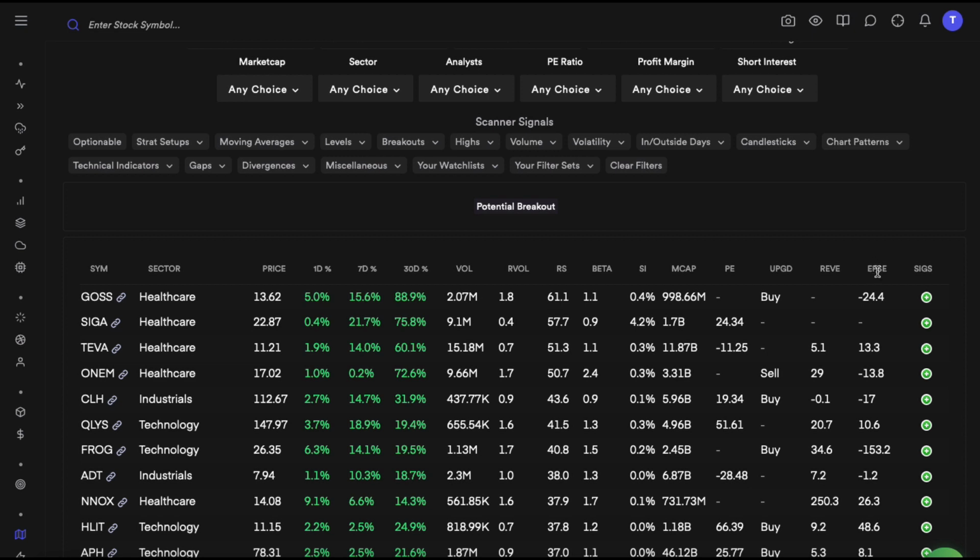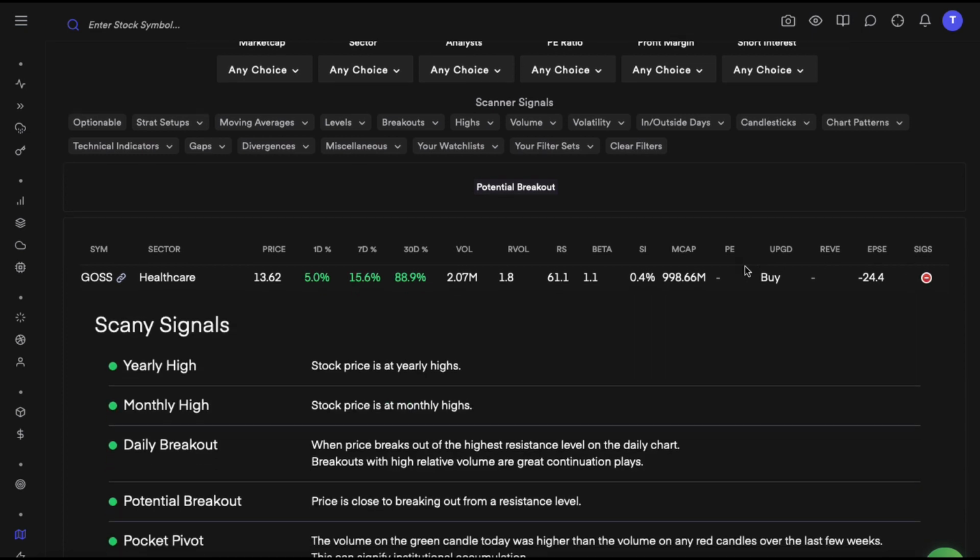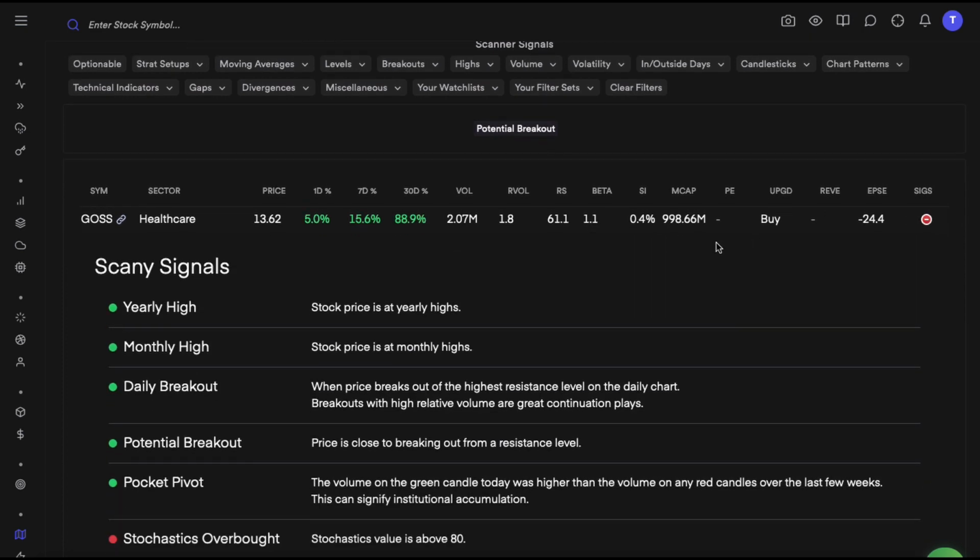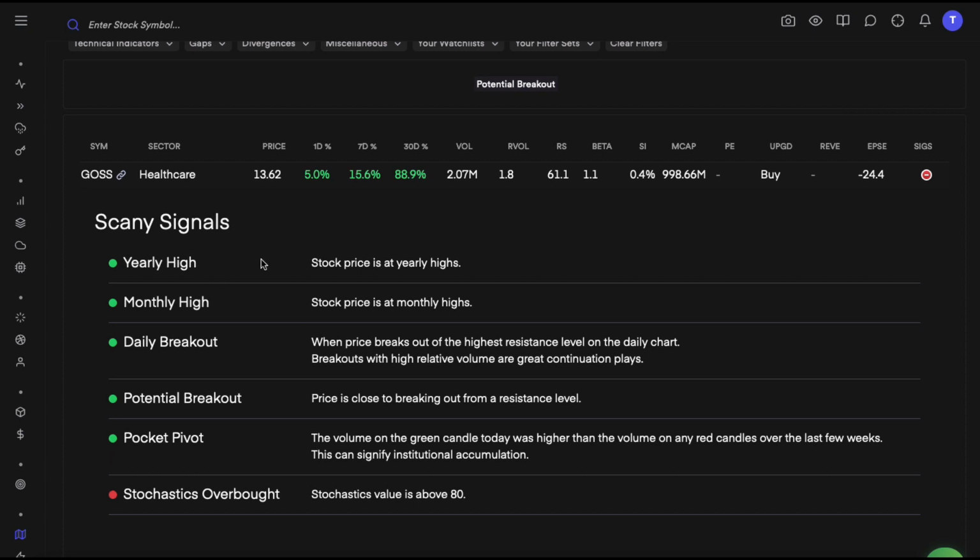One really cool thing that you'll see is if you click on this plus icon, then all of the scanning signals that exist for this particular stock today, you're going to see them, and then you're also going to see a description of them. So this small plus button at the end is really useful to give you an idea of what kind of signals are present for that particular stock, and also explain what those signals mean. So it's pretty useful.